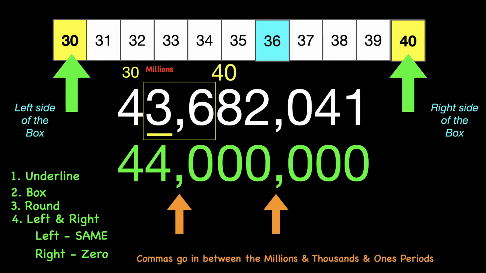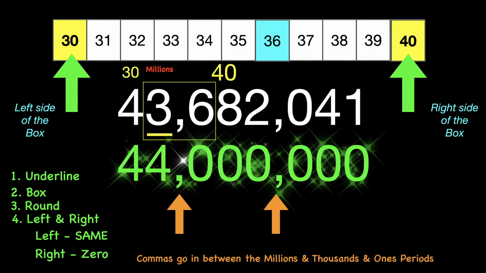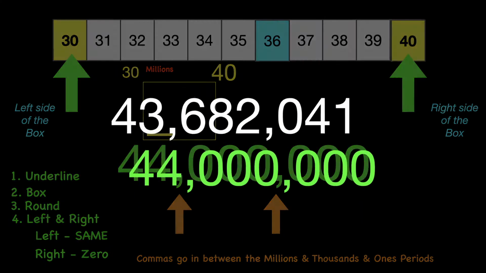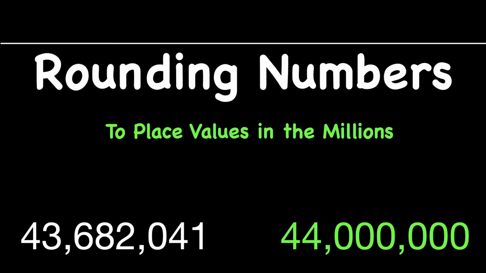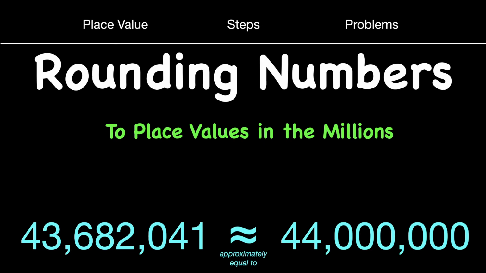Then don't forget your commas, which go in between the millions and thousands periods and then the thousands and ones periods also. So this would be 44 million. We would read this problem from left to right as 43,682,041 rounded to the nearest million equals 44 million. And sometimes you can use the approximately equal to symbol, although it doesn't exactly mean rounding, it just means approximately equal to. Today we'll be looking at place value, reviewing our steps again, and then solving some problems.